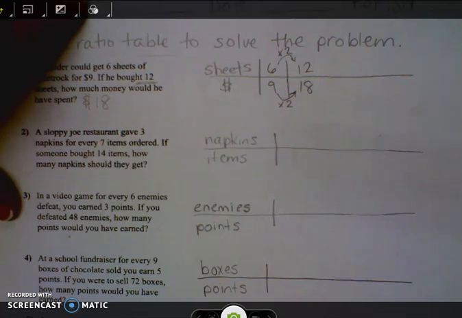So like I said, now it would be a good time to pause the video if you want to try the problem on your own, and then go ahead and hit play when you're ready for me to solve it. So I'm just going to continue on.